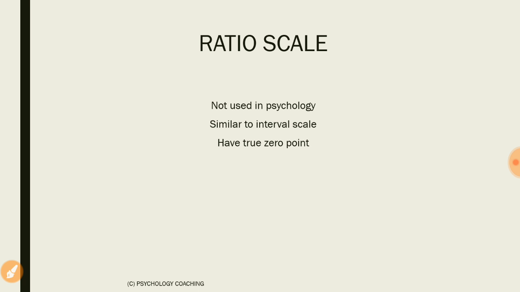The last scale is the ratio scale, which is not used in psychology. The only difference between the interval and ratio scales is that the interval scale does not have a true zero, and the ratio scale has a true zero. So in physical sciences like physics or chemistry, we basically use the ratio scale, where there is a true zero, like for measuring temperature or height.